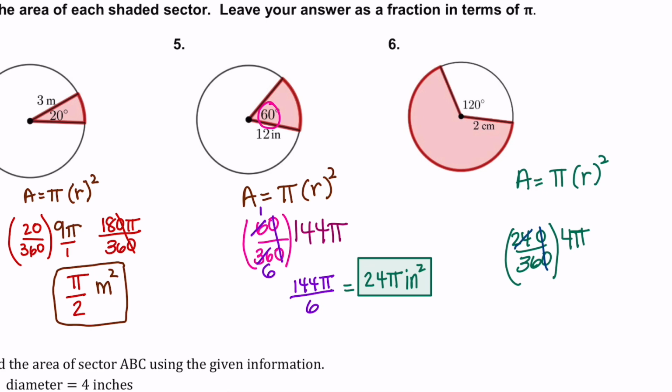Four goes into 24 6 times. 4 goes into 36 9 times. 3 goes into 6 2 times. 3 goes into 9 3 times. 2 times 4 is 8 pi over 3. So this would be 8 pi over 3. Now we need to remember our units. Our units are centimeters. So our units here would be centimeters squared since we're looking at area.